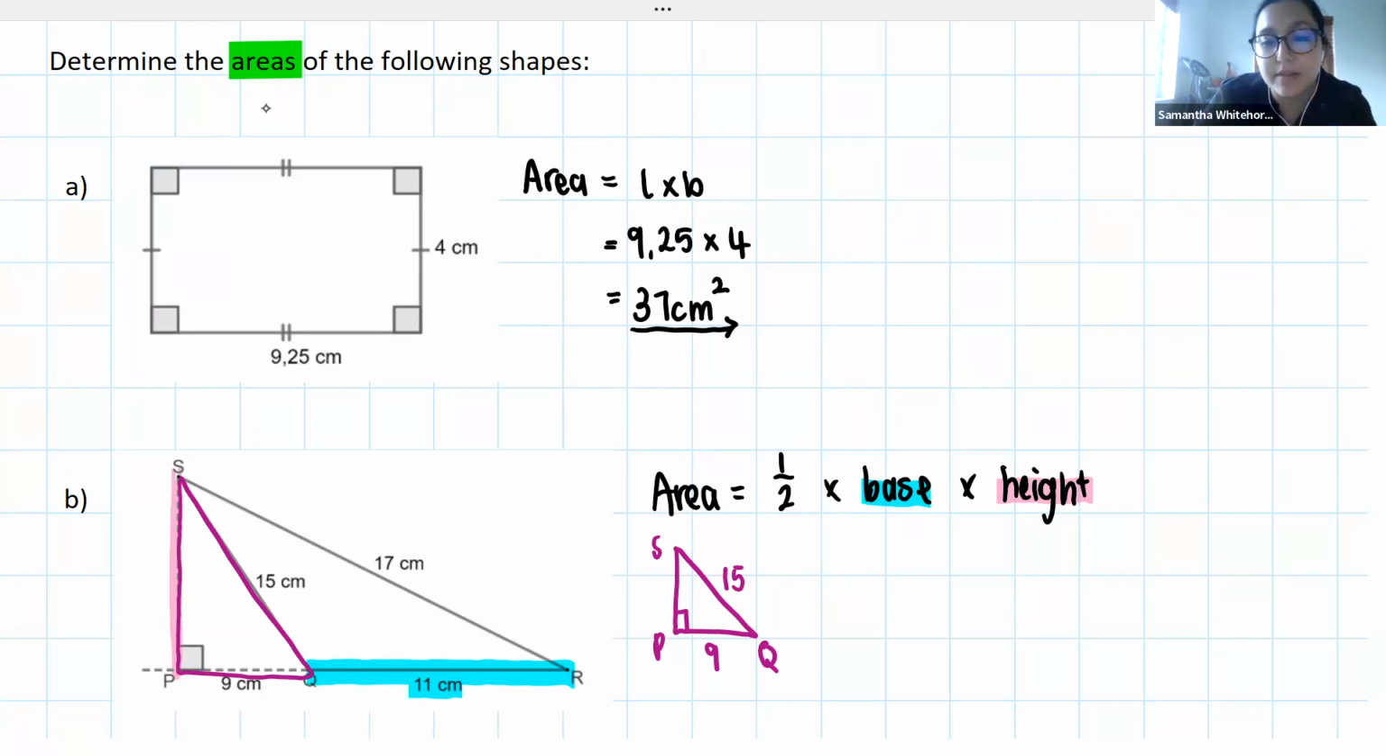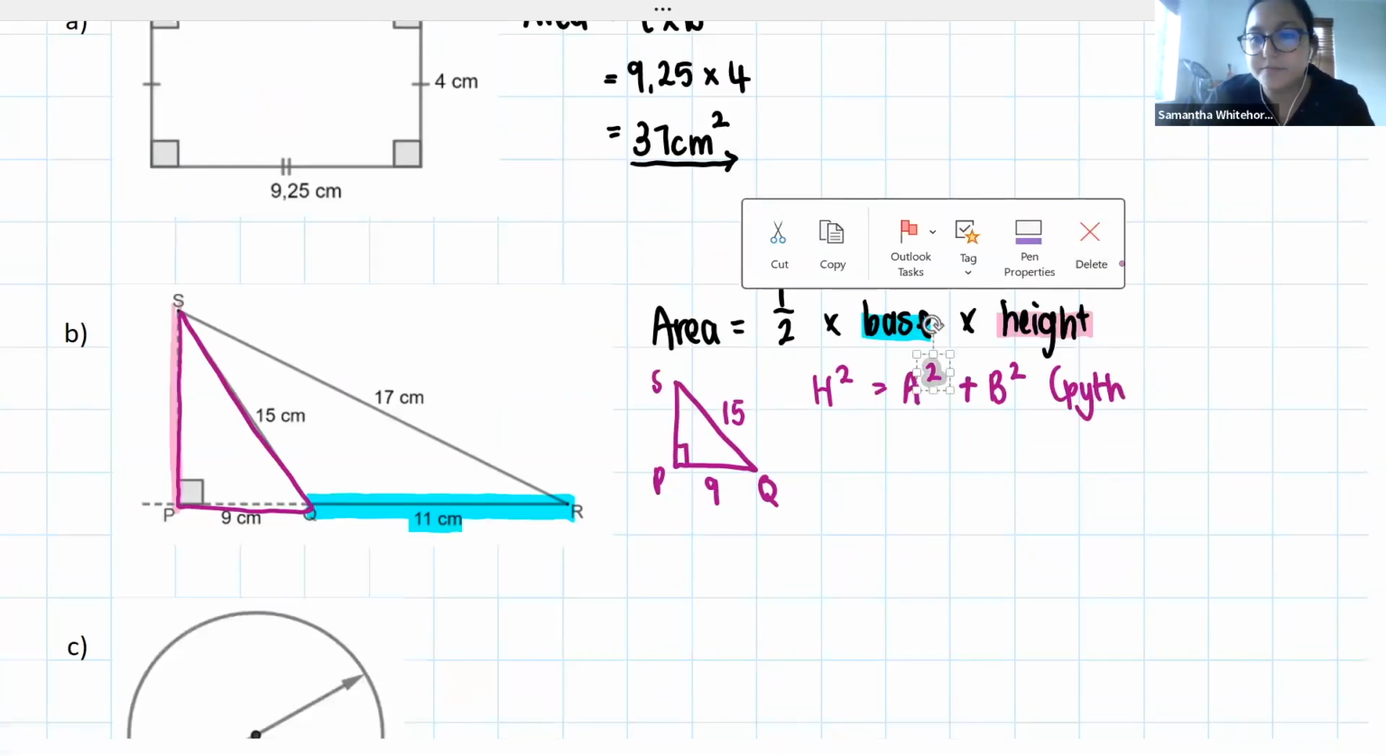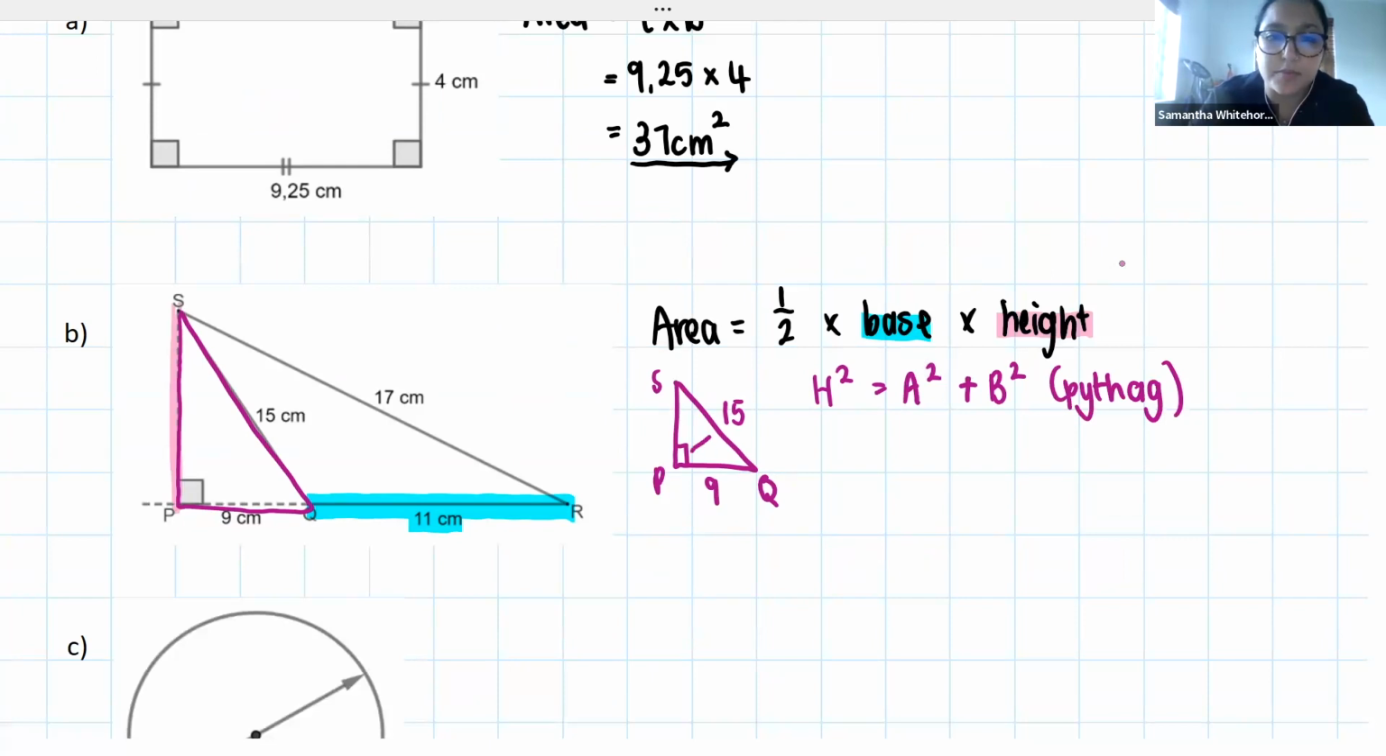Okay, so remember, Pythagoras says to us that the hypotenuse squared is equal to the sum of the squares of your two other sides. Now, the hypotenuse side, remember, is the side opposite your right angle. So we actually know the hypotenuse here, it's 15 squared, is equal to 9 squared plus the SP length squared. This would give us 225, if I can do maths in my head.